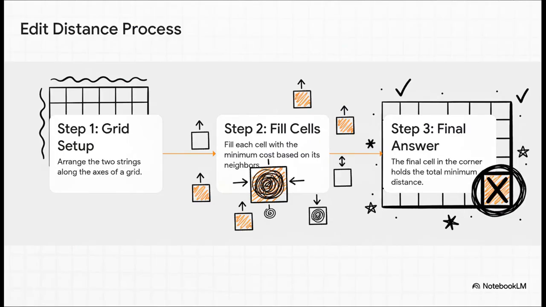Let's actually walk through how it works. So first, you imagine a grid. You put one string along the top and the other down the side. Now, each little box in that grid is going to hold the cost, the number of edits, to get the prefixes to match up to that point. You fill it out cell by cell, just looking at your neighbors, which tell you the cost of an insertion, a deletion, or a substitution. Once the whole grid is filled, the number in the bottom right corner, that's your answer. That's the minimum edit distance.